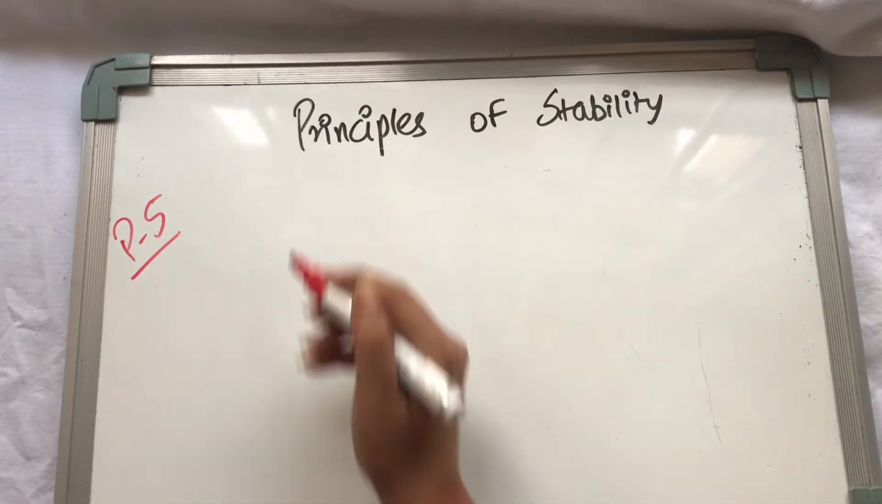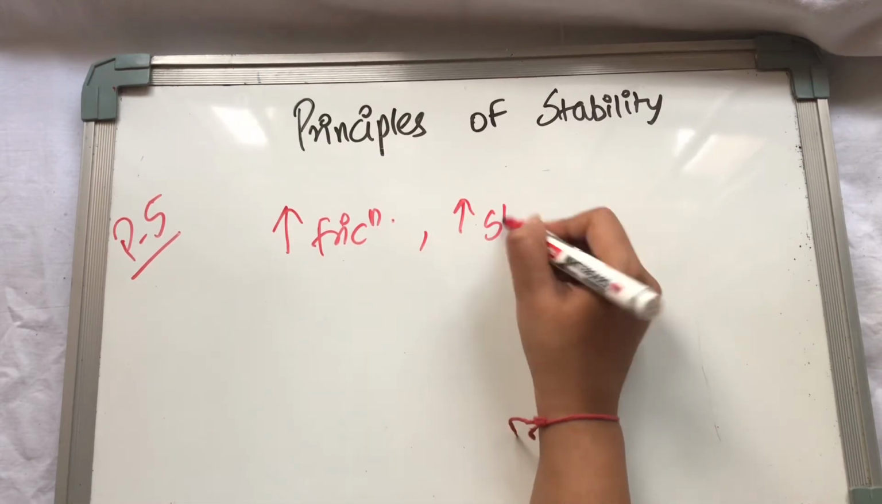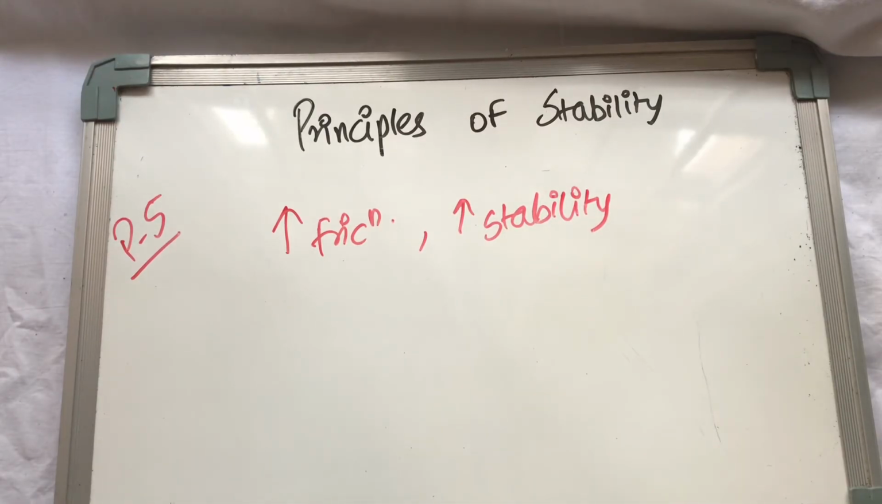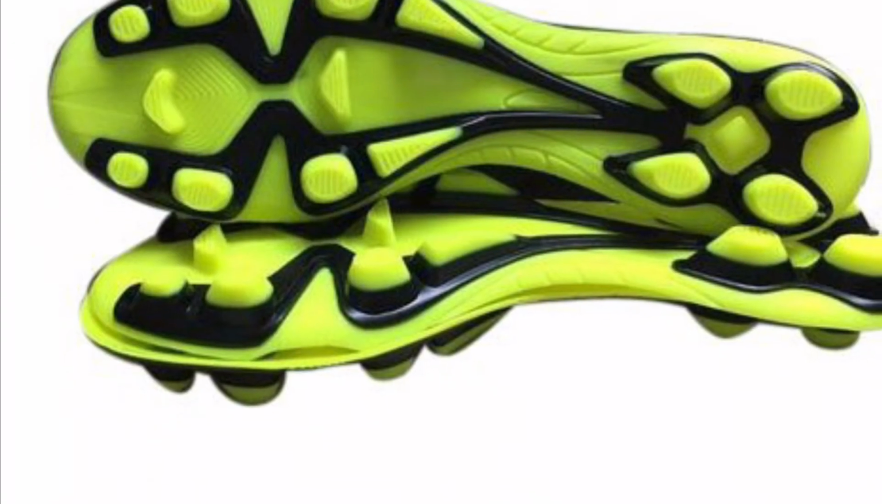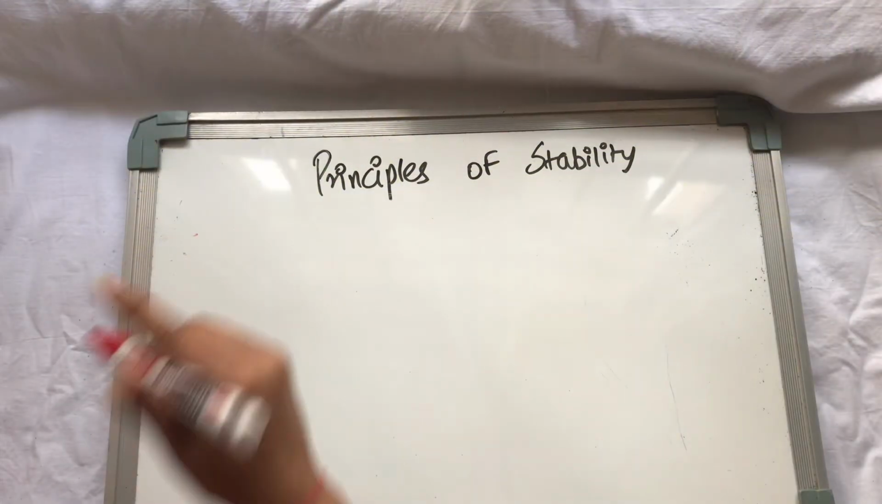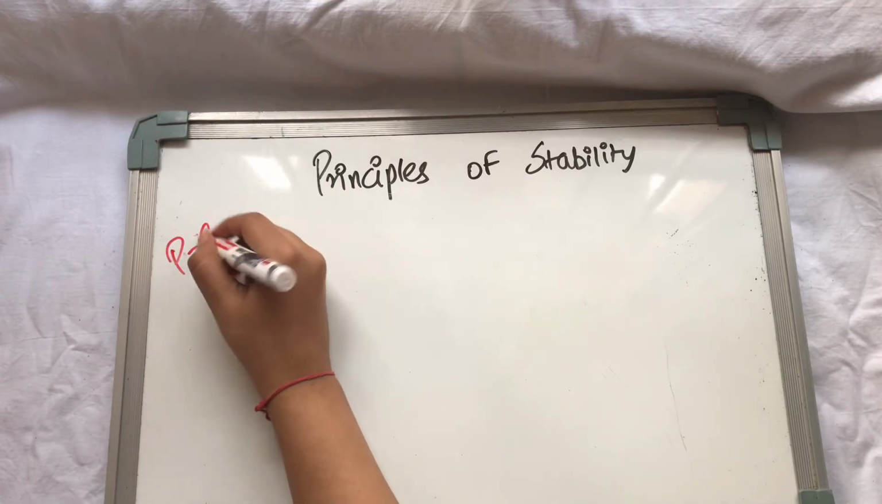Now let's move towards principle 5, which states that the greater the friction between body and surface, the more will be the stability. This application can be seen in soles of sports shoes, which have rubber and grips that provide more friction and also stability, and it also helps in easy locomotion.